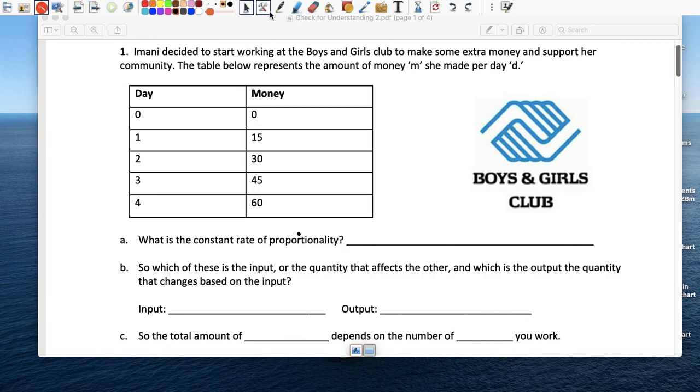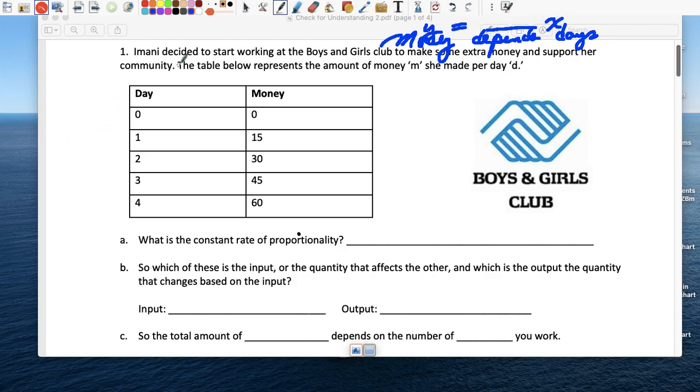Let's see. Boys and girls, days and money. So the amount of money here depends on days. So again, I like that. The total amount of money depends on the number of days. So I know this is going to be my Y, this is going to be my X, right?